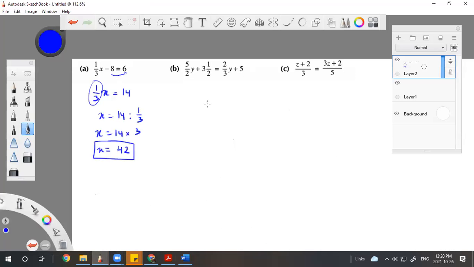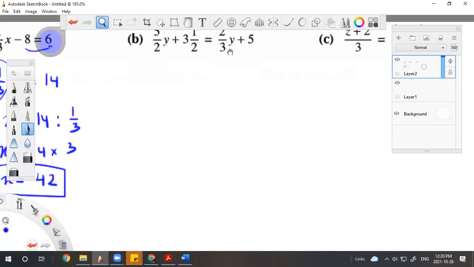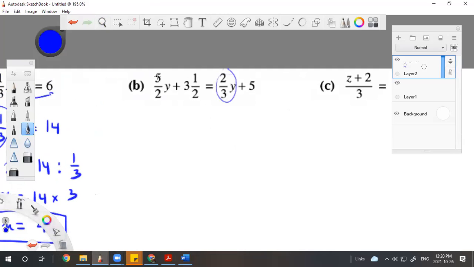Okay, now please move the unknowns to the left hand side. See, all the terms that consist of variables, minus 2 over 3y. Wait, I think I need to put extra space.